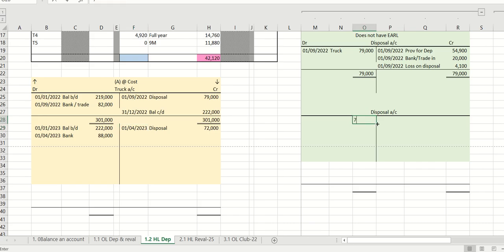Each disposal gets its own account because the purpose of it is to calculate whether there was a profit or a loss on disposal for that particular sale. So each one gets its own individual one, truck.